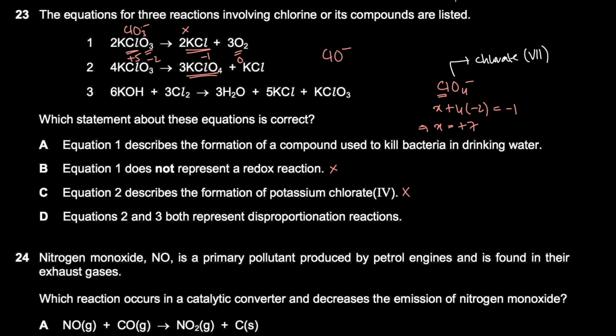So that's plus 7. Equations 2 and 3 both represent disproportionation reactions. That is correct. Disproportionation is when the same species is simultaneously oxidized and reduced. So here chlorine goes from plus 5 to plus 7 and minus 1. So it's being oxidized to plus 7 from plus 5 and being reduced to minus 1. And in reaction 3, it's going from 0 to minus 1 and plus 5. So it's being reduced from 0 to minus 1 and oxidized from 0 to plus 5. So the answer is D.